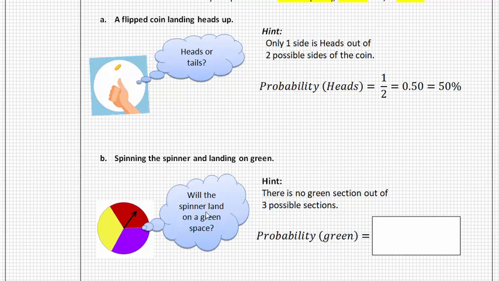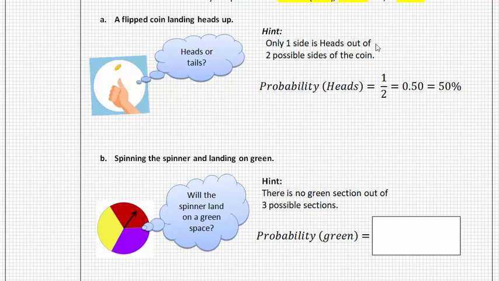Will the spinner land on a green space? Look at our hint here. You're probably already realizing it. There's no green section out of 3 possible sections. So again, we want to set up our probability the correct way of writing our answers. So the probability of landing on a green was the given event from the question. So the probability of landing on a green is equal to, how would we write that as a fraction? If there's no green section out of 3 possible sections.